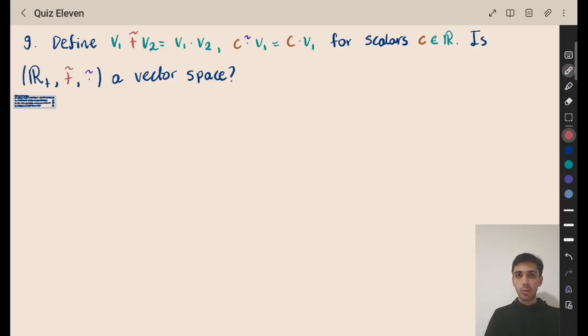The first thing I always like to do before I try to solve or answer a question like this one is familiarize myself with the vector space. So what does it mean to have this? First off, what are the vectors in my proposed vector space? Well, they are vectors from R plus, because my R plus is my proposed vector space. Then if I look at V1 plus V2 with the tilde, I'm looking at V1 times V2.